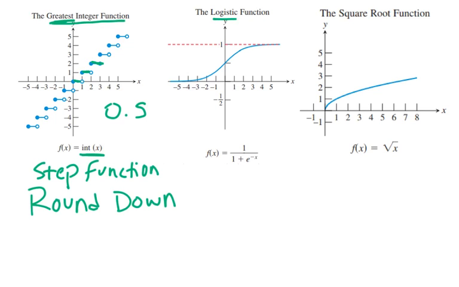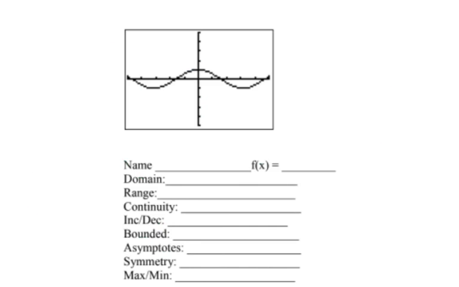We also have the logistic function, which we will be exploring quite a bit in one of our chapters. And then we also have the square root function. So that's that guy there. So again, you're writing each of these in the function name and then also in the formula. We're going to go over one of these for the second half of this worksheet. So we're going to be doing this one here.